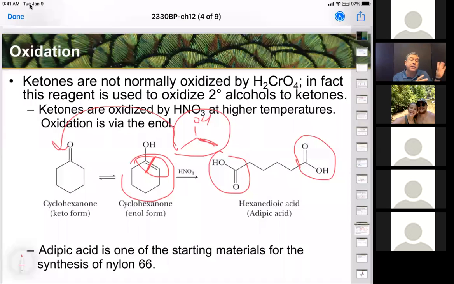We also did oxidations of alkenes in that alkene chapter where we were able to make aldehydes and ketones and carboxylic acids. So this is a way in which we can actually get a ketone to do that same type of alkene cleavage.